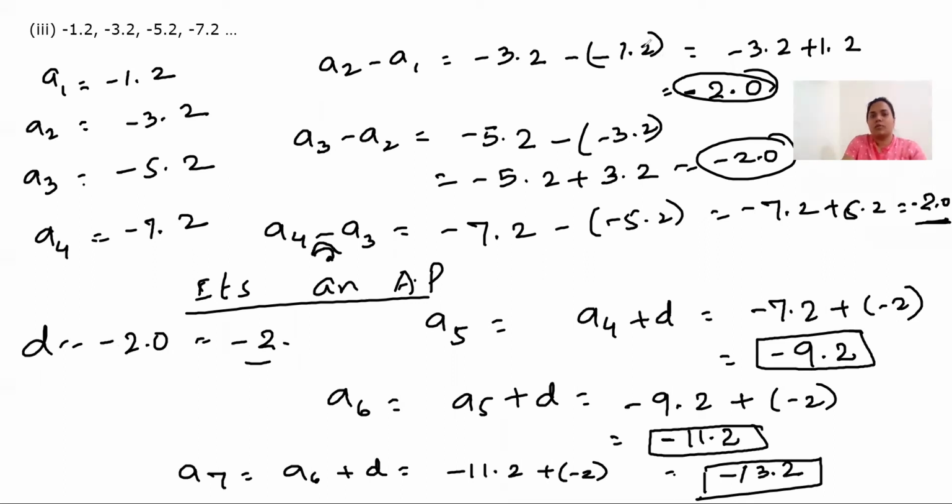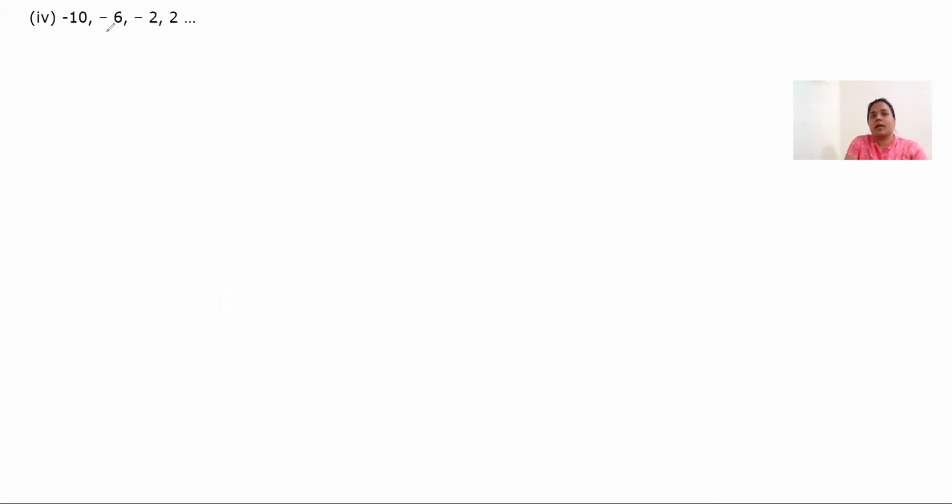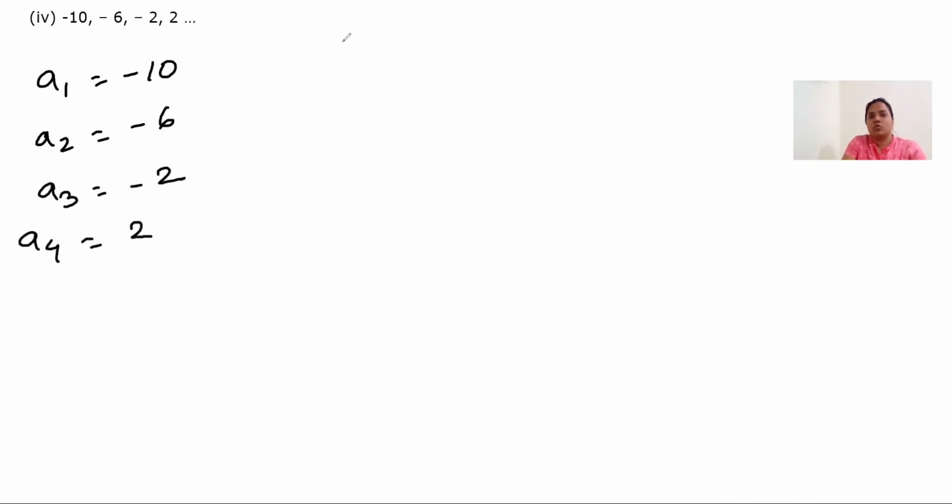So we'll do like this only. We'll find the common difference. If they are same, it's an AP. We'll write D, that is common difference, and we will find the next three terms. Minus 10, minus 6, minus 2 and 2. A1 is minus 10, A2 is minus 6, A3 is minus 2 and A4 is 2.